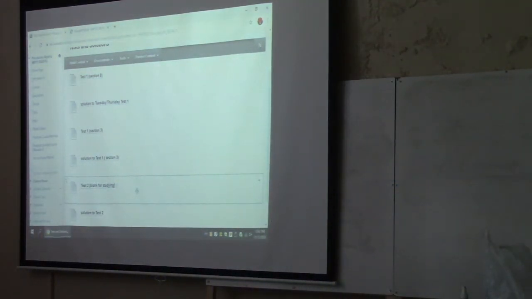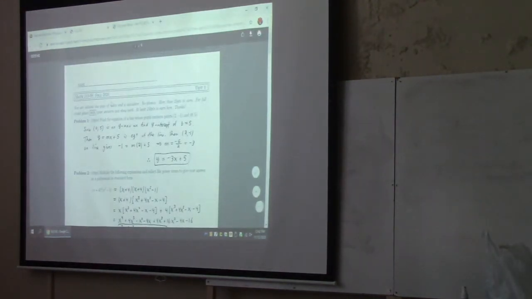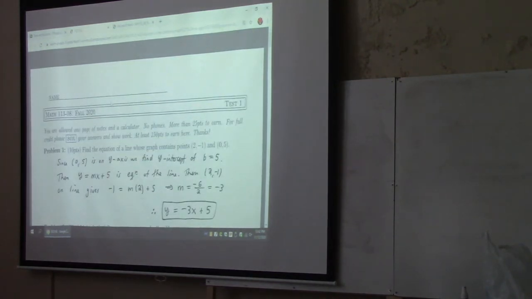All right, so the first problem on test one here, we're supposed to find the equation. So just some bigger points.